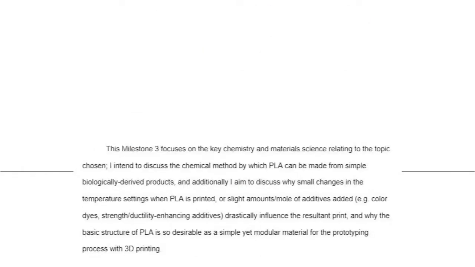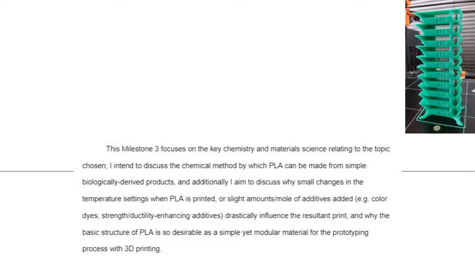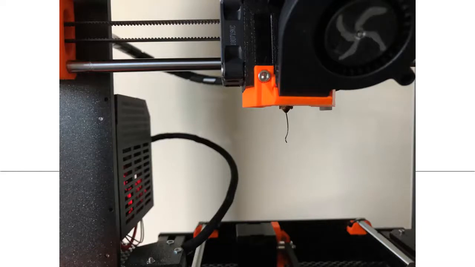This milestone focuses on the key chemistry and material science relating to the topic chosen. I intend to discuss the chemical method by which PLA can be made from simple biologically derived products, and additionally I aim to discuss why small changes in the temperature settings when PLA is printed, or slight amounts of additives added, for example color dyes, strength and ductility enhancing additives, drastically influence the resultant print, and why the basic structure of PLA is so desirable as a simple yet modular material for the prototyping process with 3D printing.